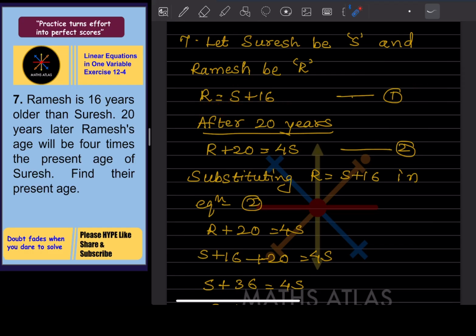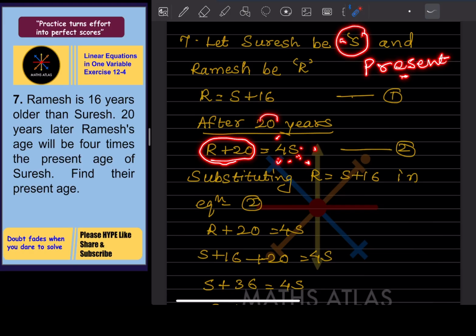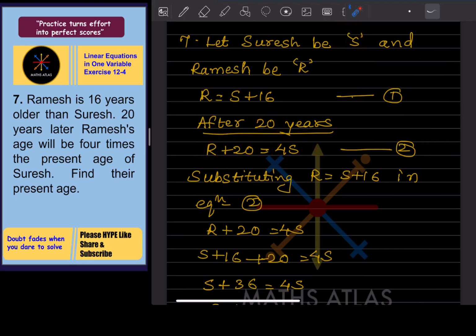20 years later means after 20 years, Ramesh's age will be R plus 20. See here, this is slightly different. After 20 years, Ramesh's age will be 4 times the present age of Suresh. In the previous one the words present age were not written, so we had to add to S as well, but here it is the present age. So this is considered as S. So 4 times S. This is the important equation. This will be equation number 2.